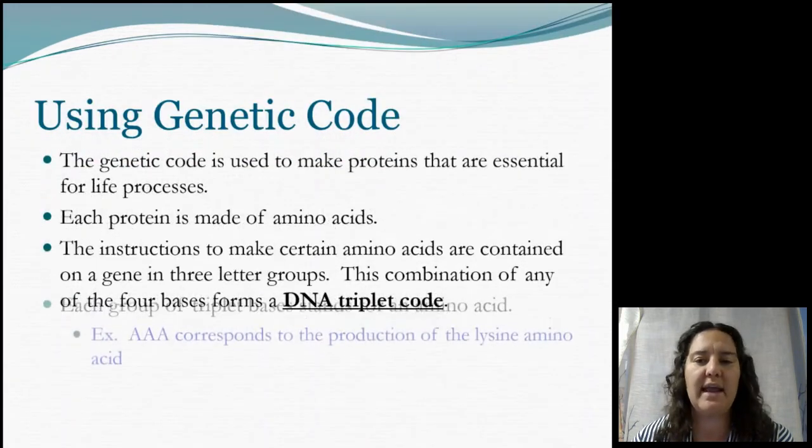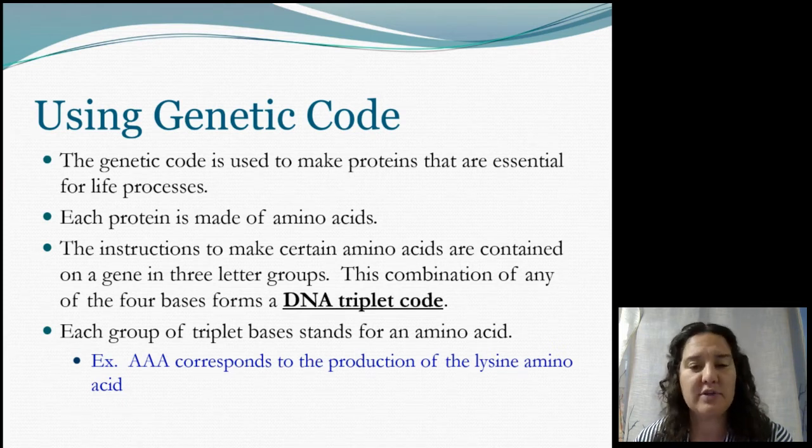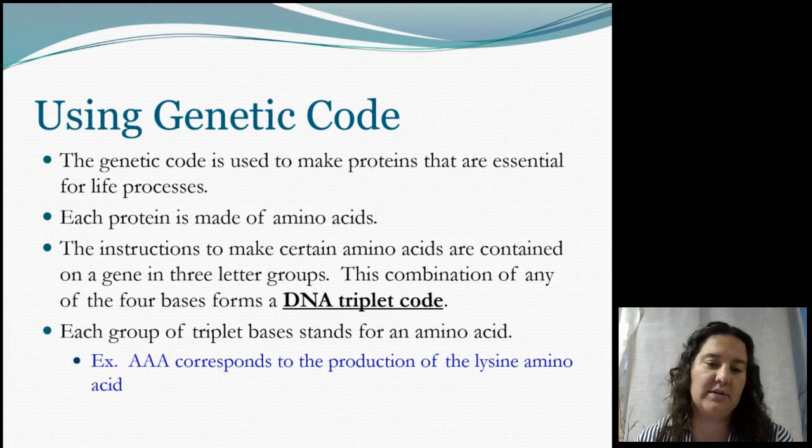So what our DNA actually codes for is for our body to make proteins that are essential for life processes. Whether this is proteins to make our bones grow, whether this is proteins to make a hormone, or whether this is proteins to make enzymes to help with other chemical reactions in our body. And proteins are made up of individual amino acids. The instructions to make those amino acids are contained on our DNA.